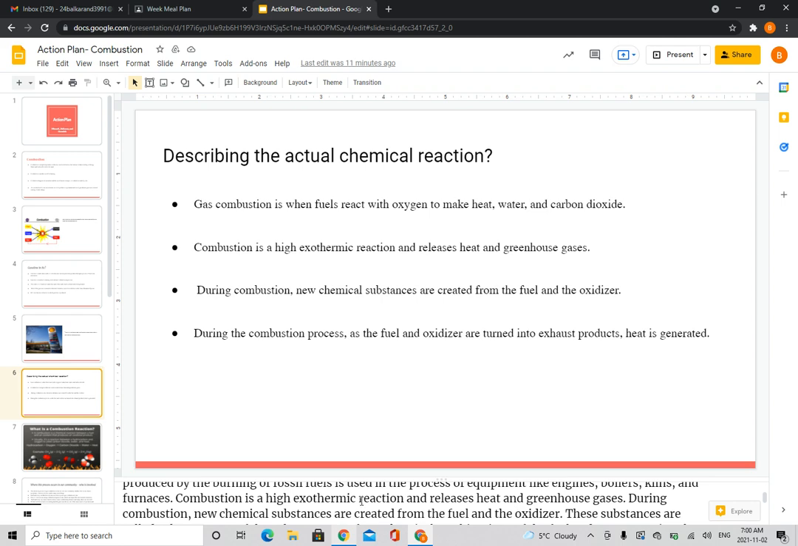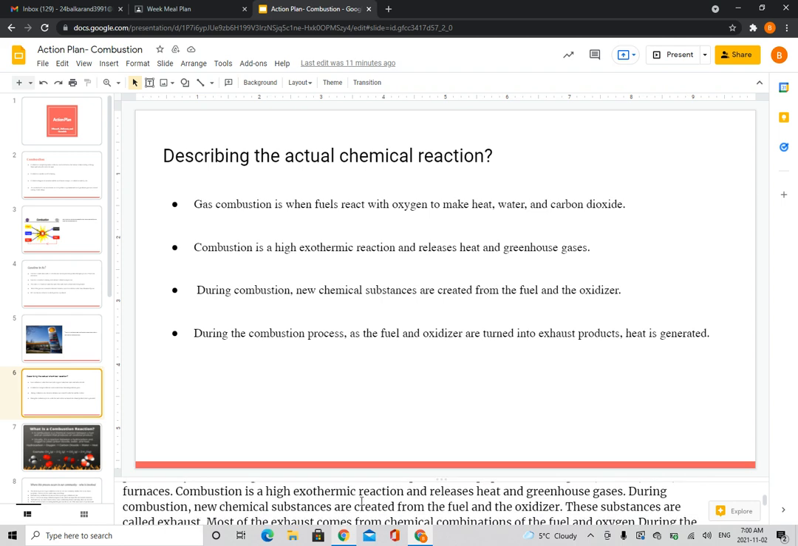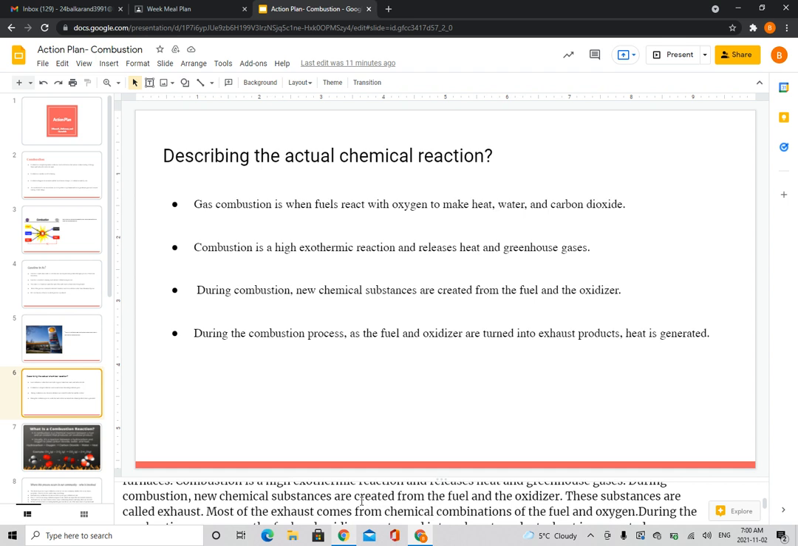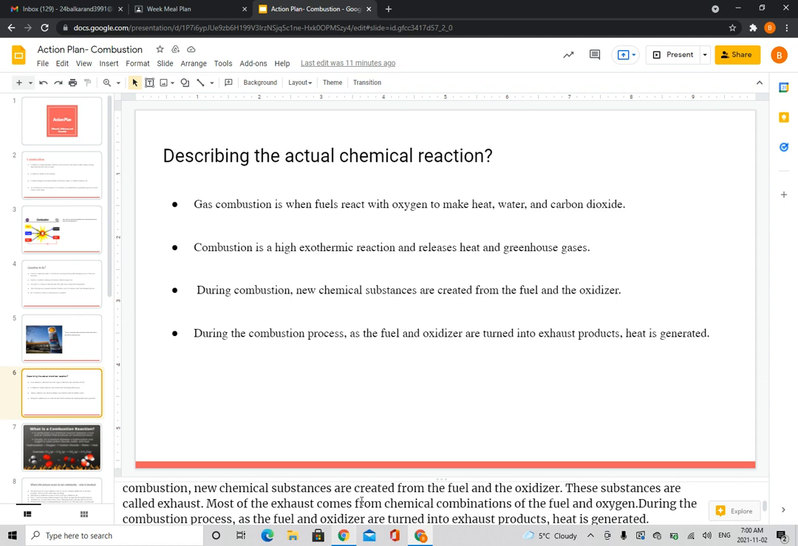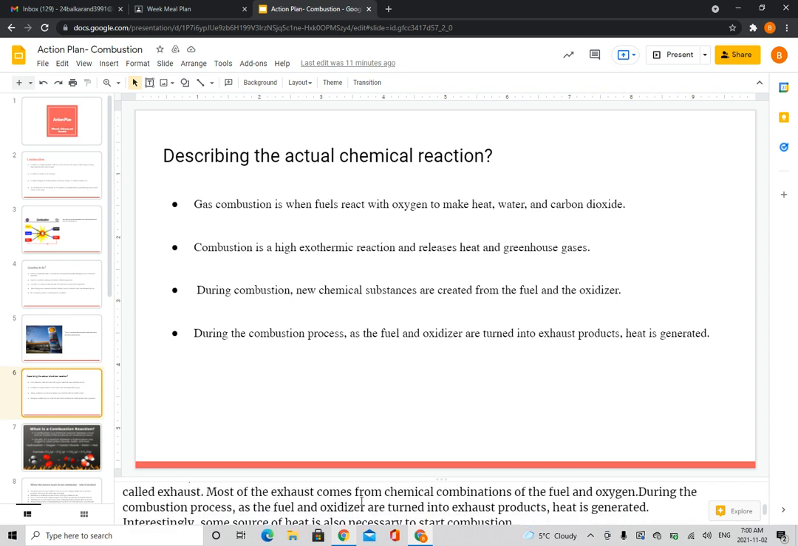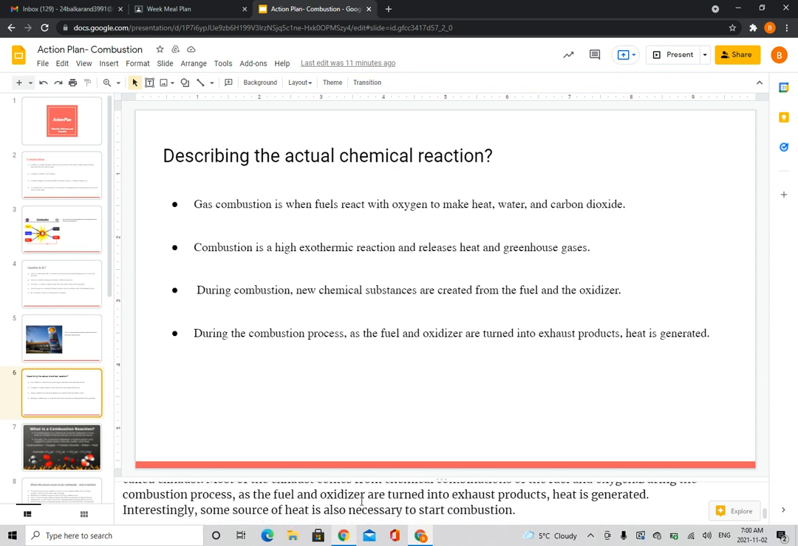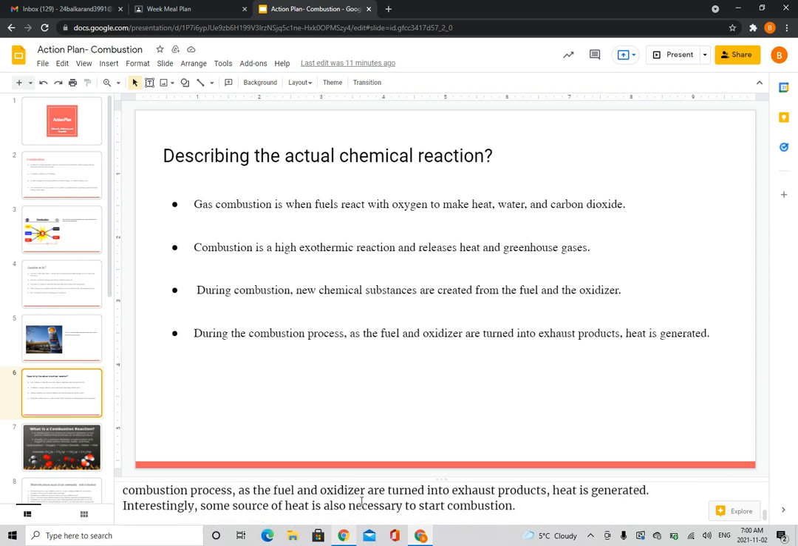New chemical substances are created from the fuel and oxidizer. These substances are called exhaust. Most of the exhaust comes from the chemical combustion of fuel and oxygen during the combustion process at the vehicle, where fuel and oxidizer are turned into exhaust products. Heat is generated. Interestingly, some source of heat is also necessary to start combustion.